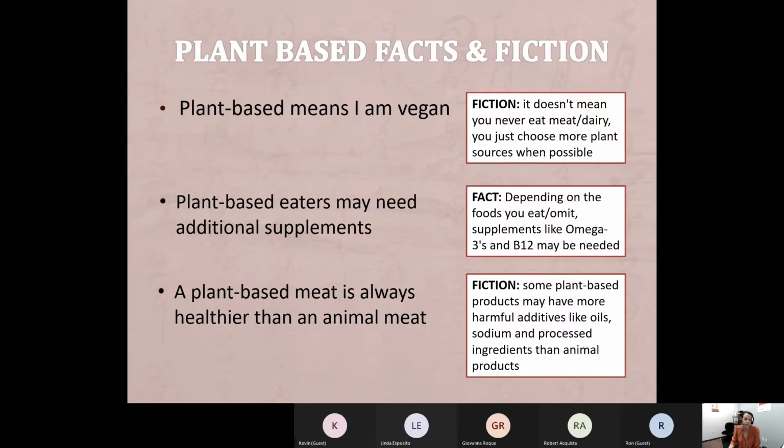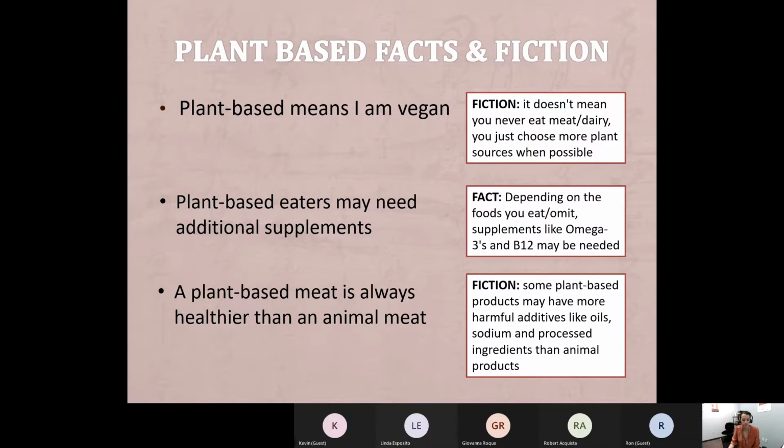So fact or fiction, plant-based means I am vegan. Fiction. It doesn't mean you never eat dairy or meat. It's just that you choose a plant source whenever possible. Plant-based eaters may need additional supplements. This is true. If you don't eat meat or fish, you will need some dietary supplements like omega-3s and B12 because we can't get those just from plants alone.